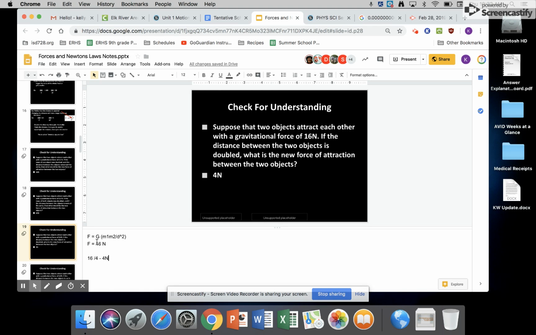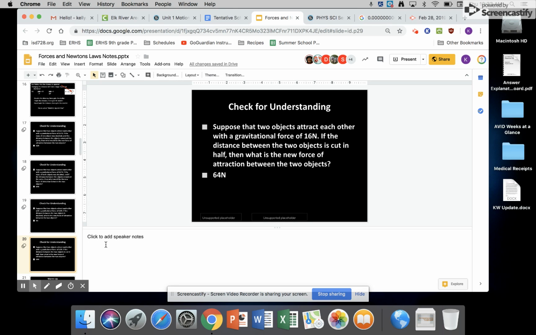So it has a dramatic effect, much greater actually than changing masses. Okay, hear me now. Changing distance has a greater impact than changing mass on that gravitational pull. Let's do another one here.